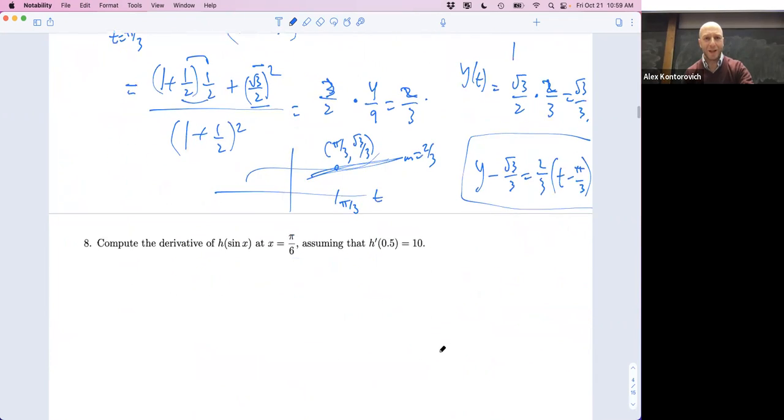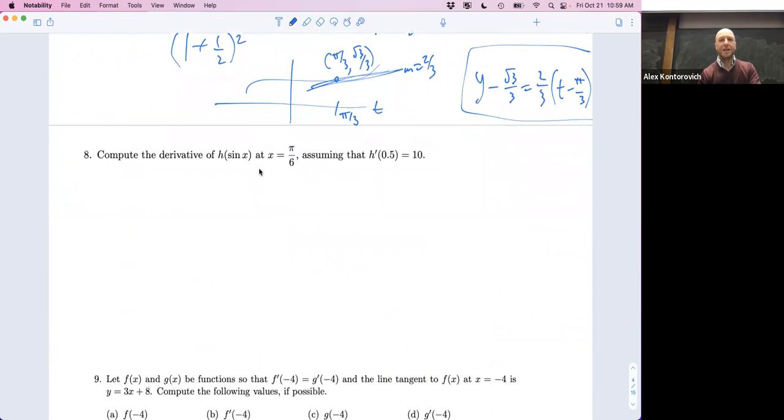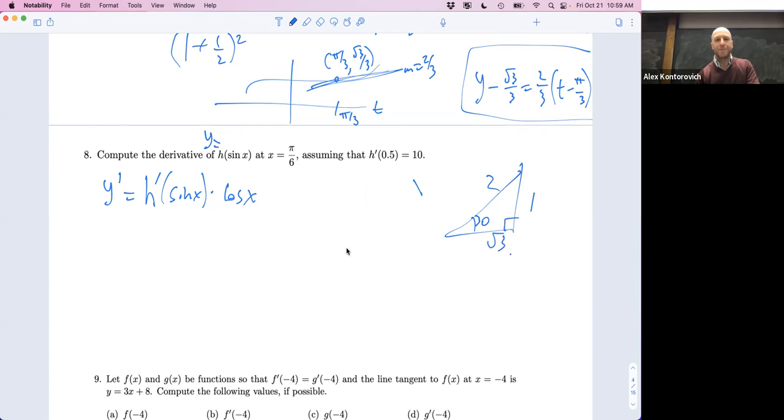Number 8. Compute the derivative of, so let's say y is equal to this thing. So y prime, chain rule, h prime of sine of x, whatever h is. I don't know what h is, times chain rule, derivative of sine is cosine of x at x equals pi over 6. So x equals pi over 6. I got to draw my triangle. Pi over 6 is 30 degrees. This is a 1, a 2, a root 3.